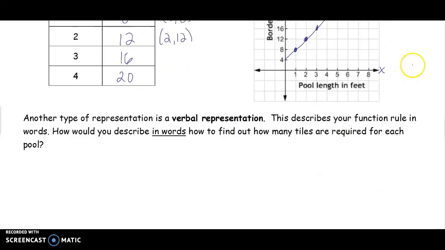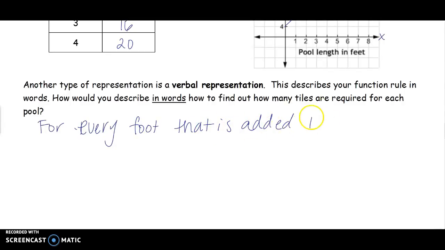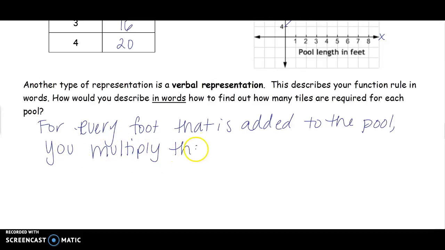The last one we're going to talk about is verbal representation. And this is basically how would you describe this to your friend if they were sick? So we could say for every foot that is added to the pool, you multiply that number, in parentheses, I'm going to say S, by 4 because it's a square.